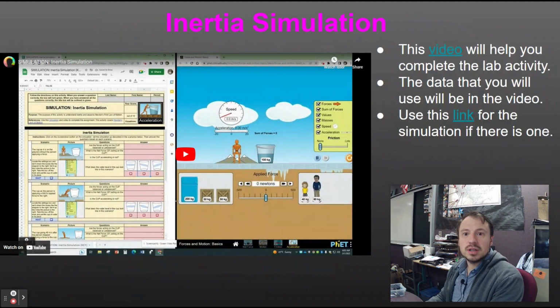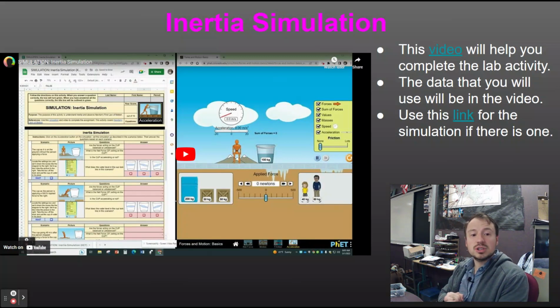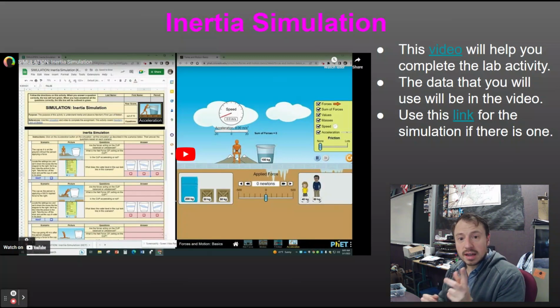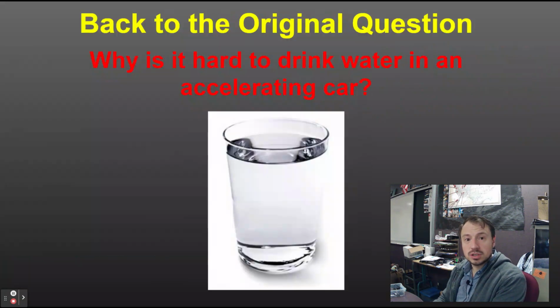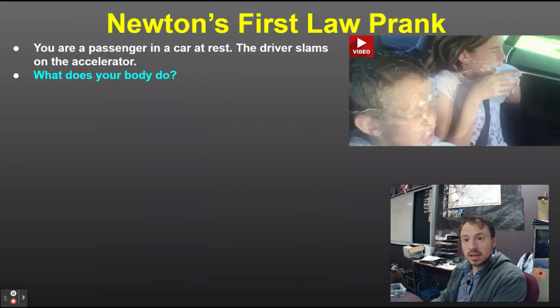Now, this brought us to an inertia simulation. What I wanted you to get out of this one is what happens to that water level in that cup. So that person is applying a force to the cup, not the water. That's why the water appears to be tilted in some of those situations. And that answers this question: why is it hard to drink in an accelerating car?